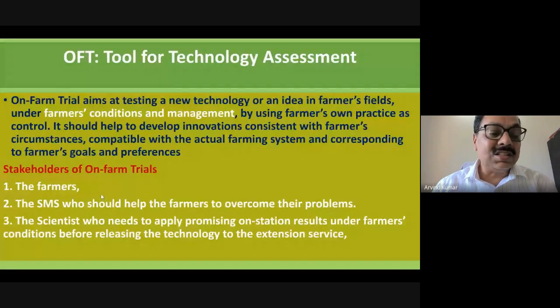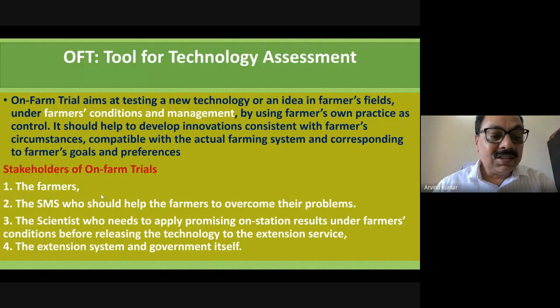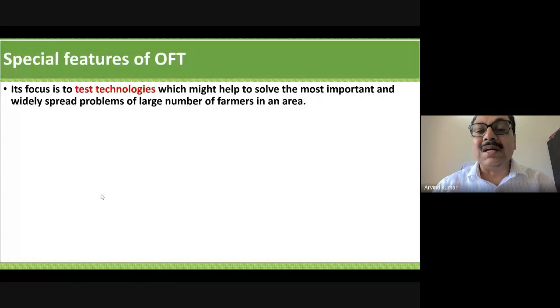So extension system, all the line departments which are concerned with development, whether it is animal husbandry, agriculture, and allied sectors. So all are the stakeholders in this. So what are the special features of OFTs? So its focus is to test technologies which might help to solve the most important and widely spread problem of a large number of farmers in an area.